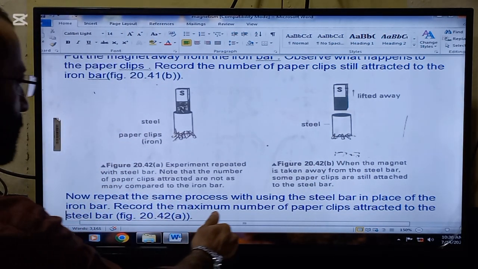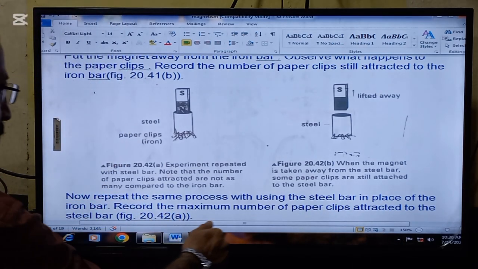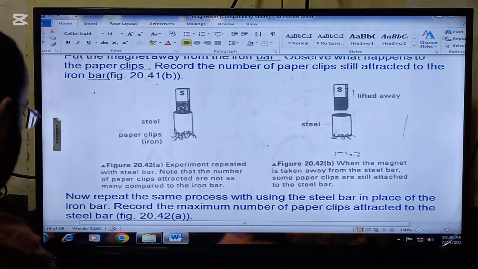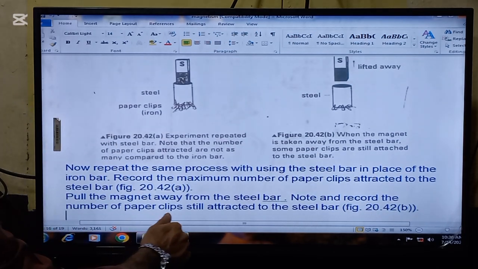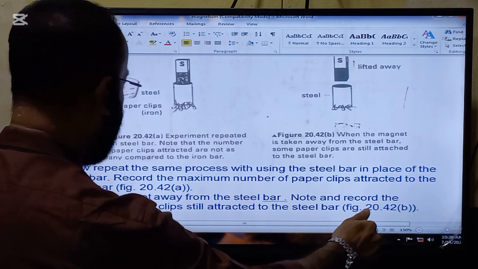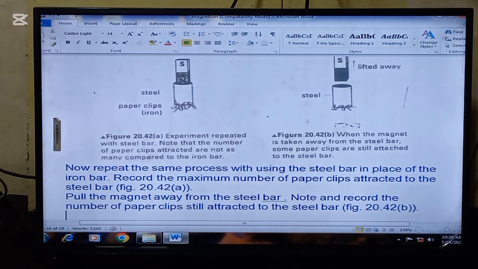Now repeat the same process using the steel bar in place of the iron bar. Record the maximum number of paper clips attracted to the steel bar. Pull the magnet away from the steel bar. Note and record the number of paper clips still attracted to the steel bar.